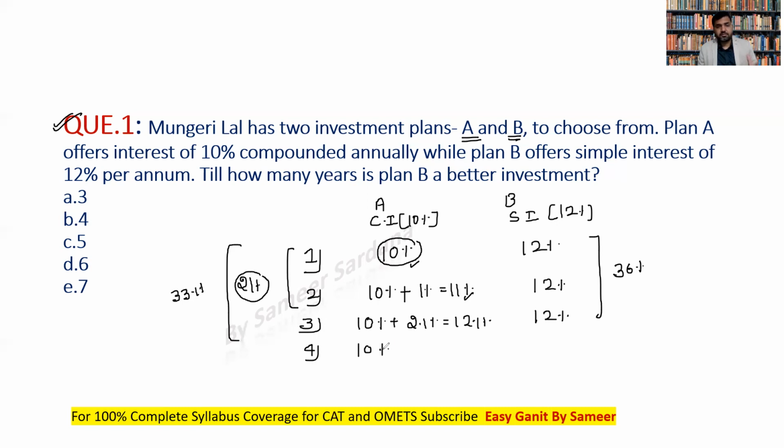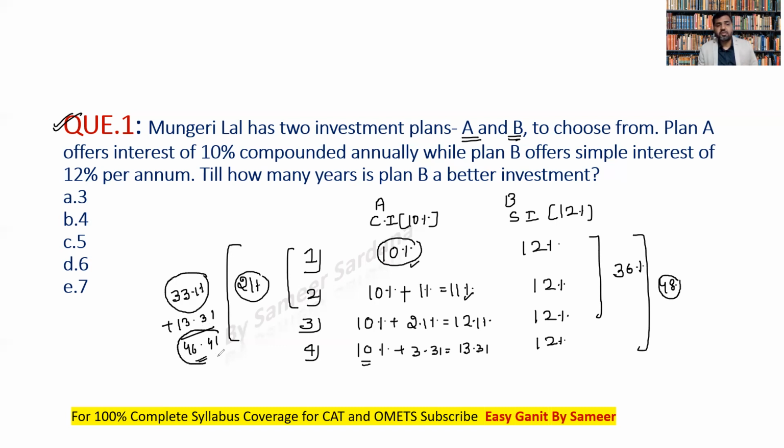So guys, in the fourth year, I'll be getting 10% again on the principal, and 10% of the complete compound interest, which is 3.31. So in the fourth year, I'll be getting 13.31. Here I'll be getting 12%. So till 4 years, I'll be getting 48% here, and till 4 years here, 13.31, right? Yes, that's correct. So this is 46.41. So when 4 years have passed, on simple interest, I'm earning 48, but on compound interest, I'm earning 46.41.